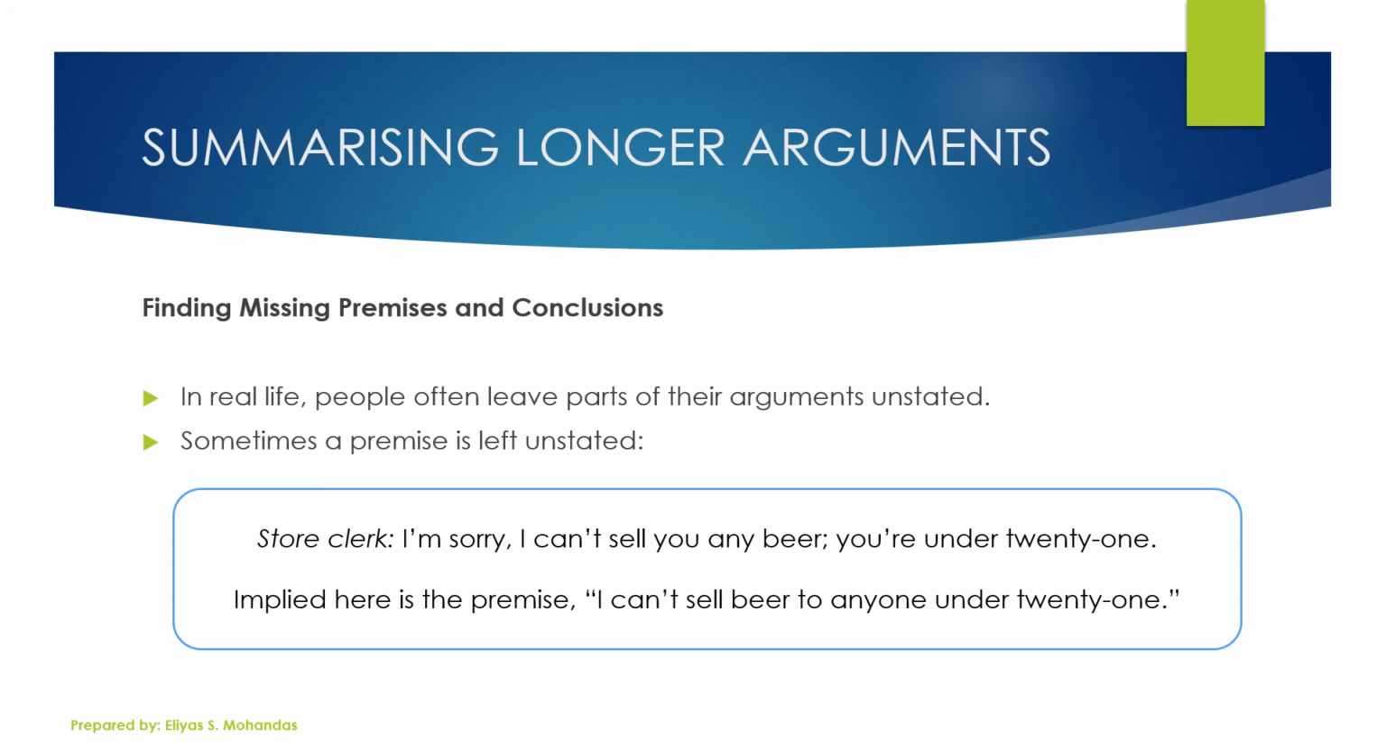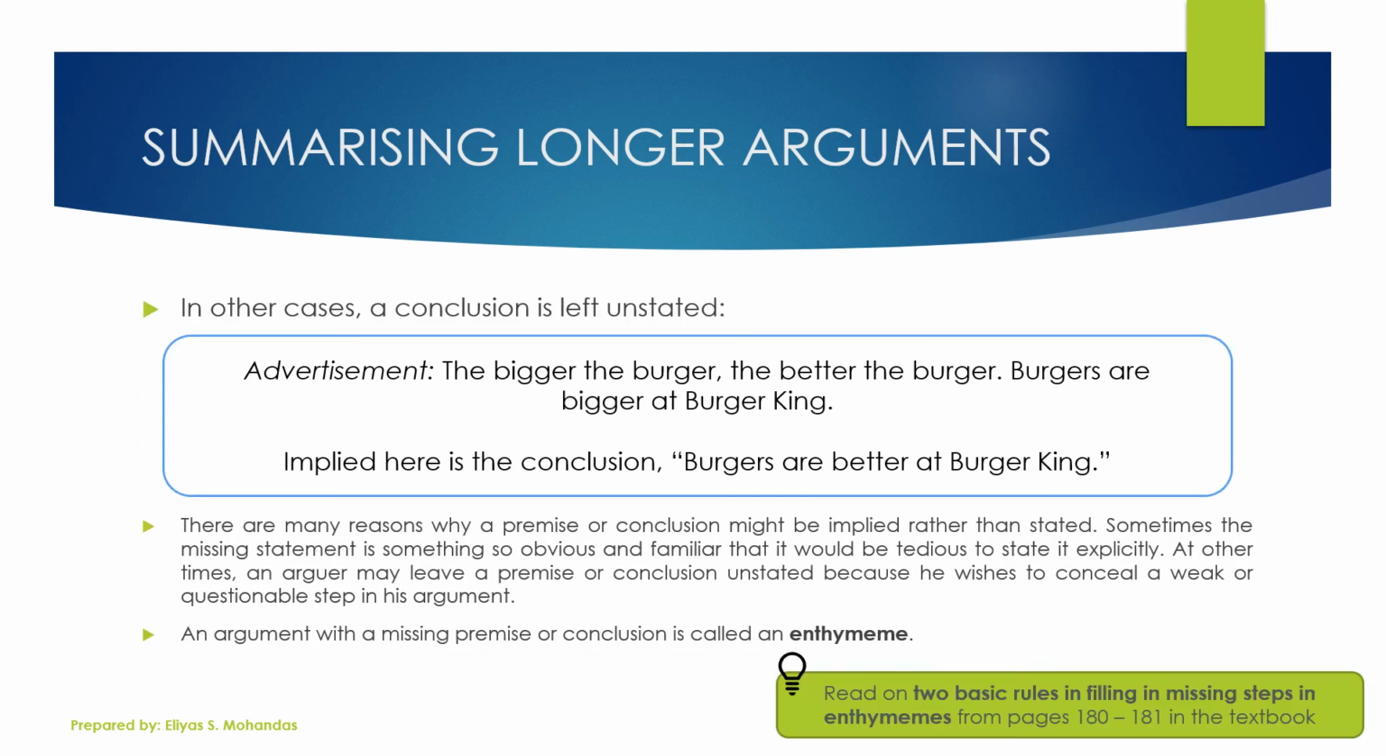What about an implied conclusion? Now, this is another example. Advertisement: The bigger the burger, the better the burger. Burgers are bigger at Burger King. So what is the implied conclusion? As you can see, at one glance, you realize, I don't see any conclusion here, but there is. It is not stated. That means it is implied. And what is the implied conclusion? Burgers are better at Burger King.